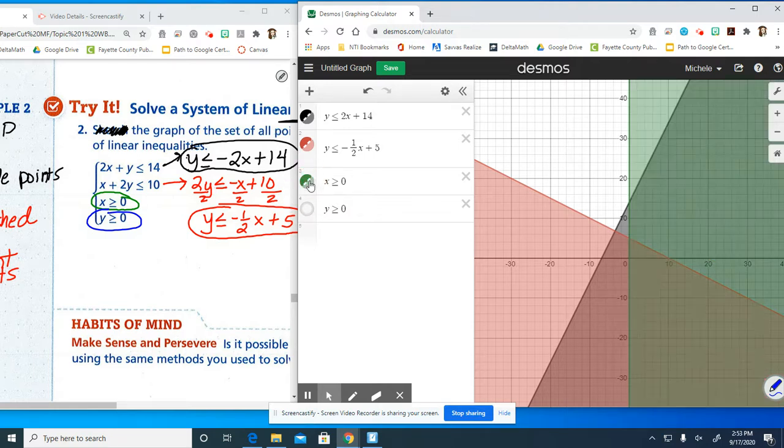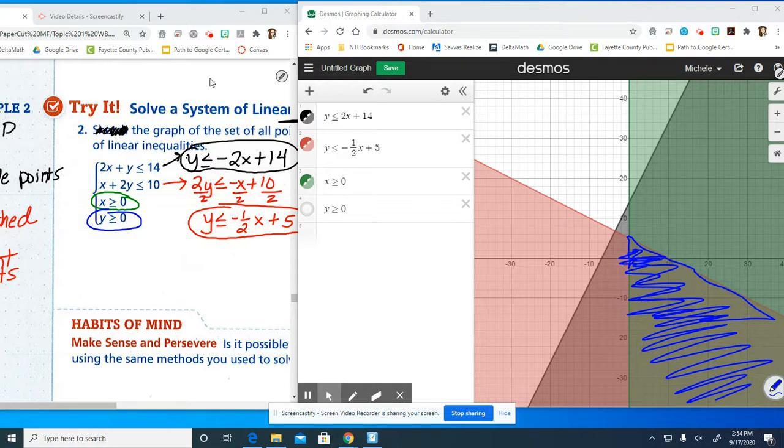But now I'm going to add x is greater than or equal to 0. So notice now I just have the part in the first quadrant where they overlap. So far, the part where all three of them overlap is right here, this triangle. And then I need to add, oh wait, hold on. Actually, they all overlap right here. All of this part is where they all overlap.